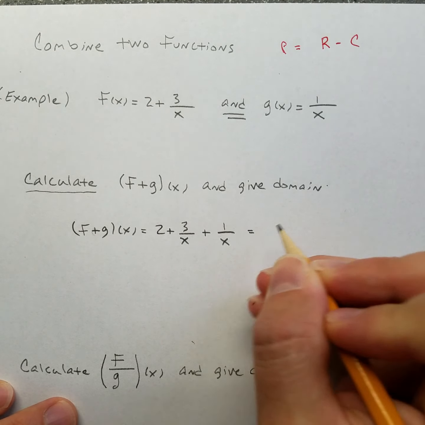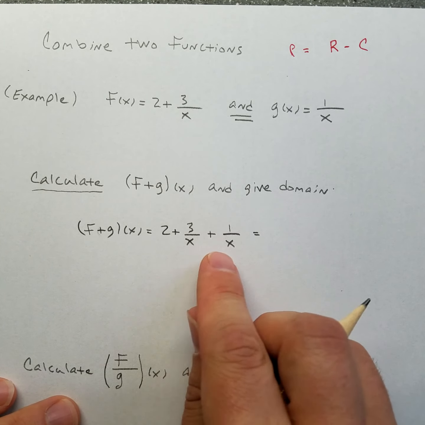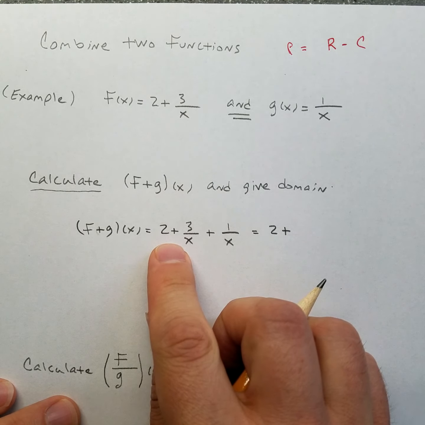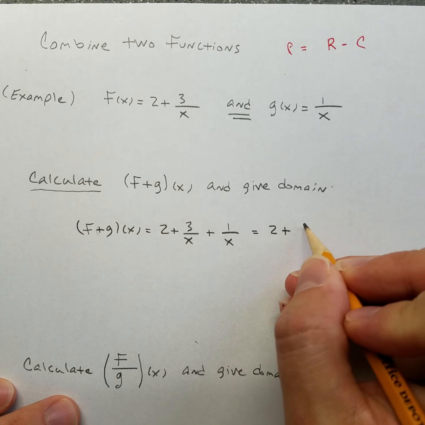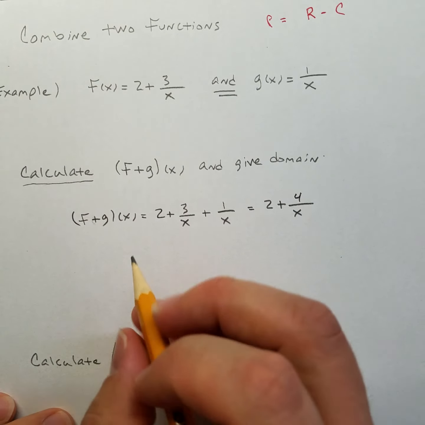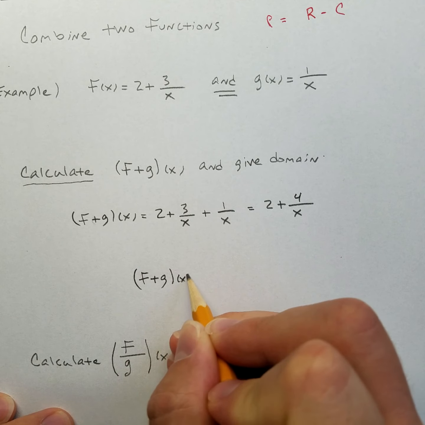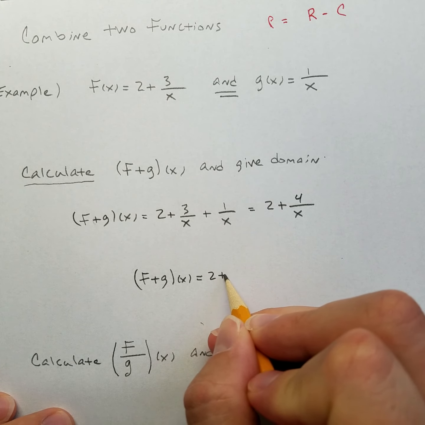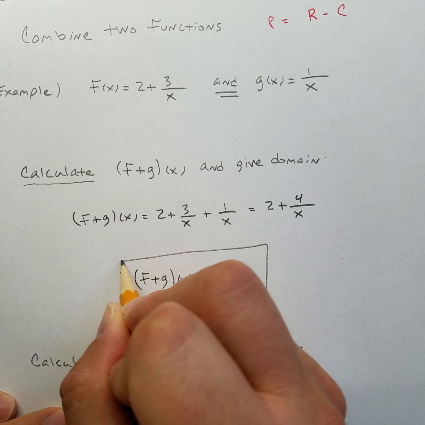And I notice about this that those are two fractions and they have a common denominator and therefore they can be added. So I could say 2 plus, let's see, 3 plus 1 over common denominator x. That's going to be 4 over x. Okay. All right. So let's give our answer like this. F plus g of x is 2 plus 4 over x. And that will be its simplified form.